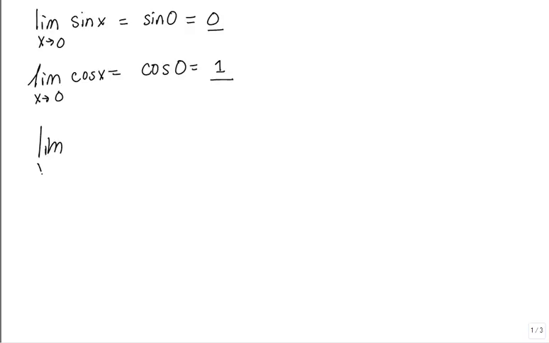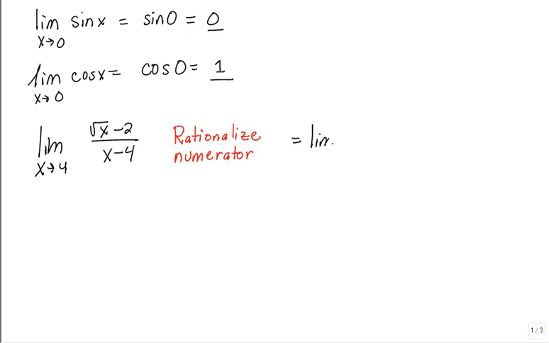Now, for the next one, you're going to have to do a little trick, because if you substitute in 4, again, you're going to get 0 over 0, which tells you that the point is undefined at 4. So what we do here when you have a square root is you're going to rationalize the numerator here. And that's a little trick you're going to have to remember when you have a square root. If the square root's in the denominator, then you rationalize the denominator. So you multiply by the conjugate.